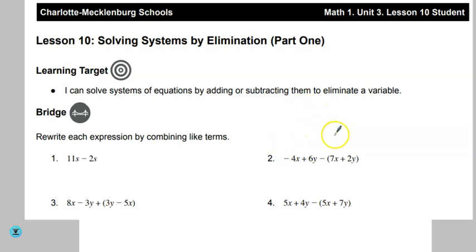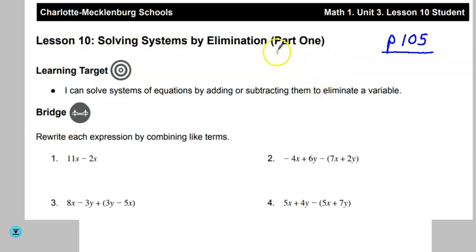Hello. Okay. Today we're on Unit 3 still. Today is your Lesson 10 lesson. So you're going to want to open your book up to page 105. Page 105. And pause the video till you get that opened up and start there.